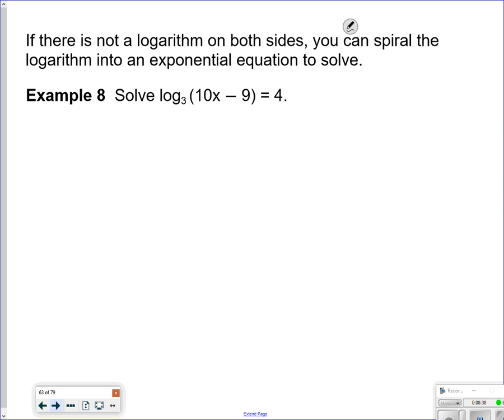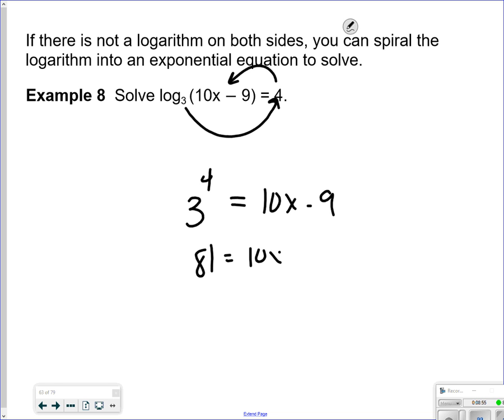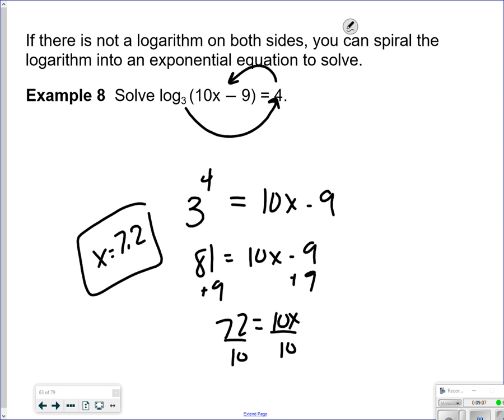Now, if there's not a log on both sides, then you have to do the spiral, or what we talked about previously. Base, power. So the 3 raised to the 4th power would equal 10x minus 9. 3 to the 4th power is 81. And divide by 10. X would equal 7.2, or what would that be? 36/5.